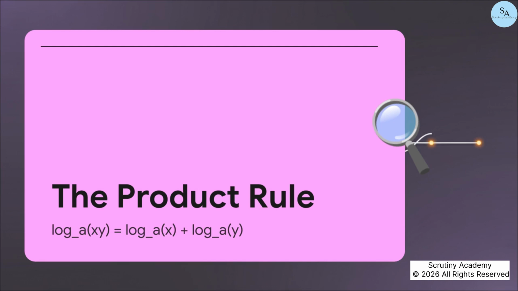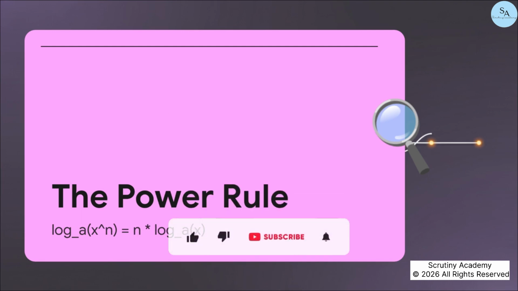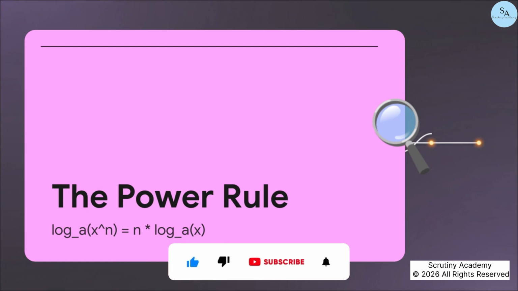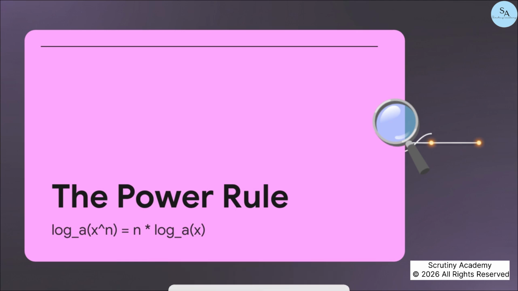Makes perfect sense. Now let's see how this builds into my personal favorite, the power rule. This one states that log base a of x to the power of n equals n times log base a of x. It's this incredibly satisfying trick. That little exponent n sitting up high, the logarithm allows it to simply drop down to the front and become a regular multiplier. This is exactly how logarithms take terrifyingly huge numbers and make them totally manageable.